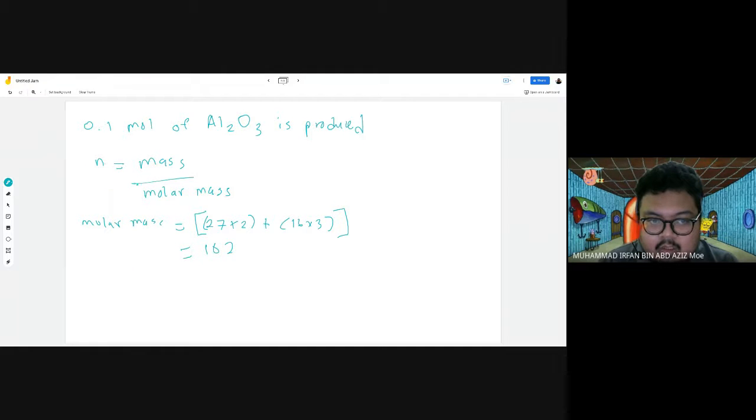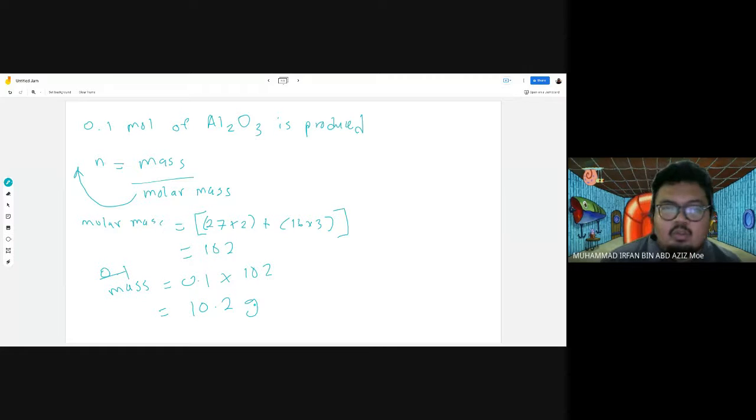Now we have n, so multiply to find the mass: n times by molar mass. So mass is equal to 0.1 times by 102. You will get 10.2 gram. That's the answer you get.